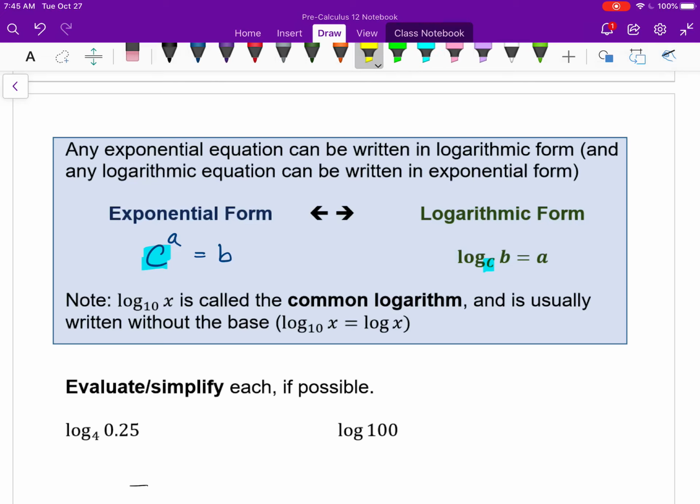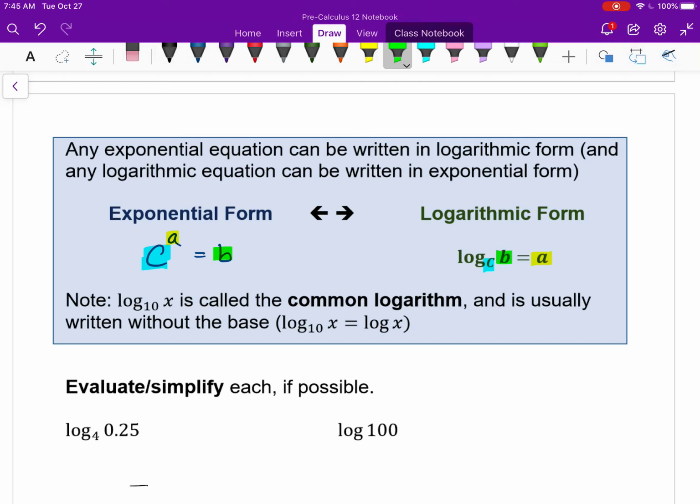Notice the input of my exponential equation is the output of my logarithmic equation, and the output of my exponential equation is the input of my logarithmic equation. These two, again, are equivalent. They mean the same thing. One's not better than the other.